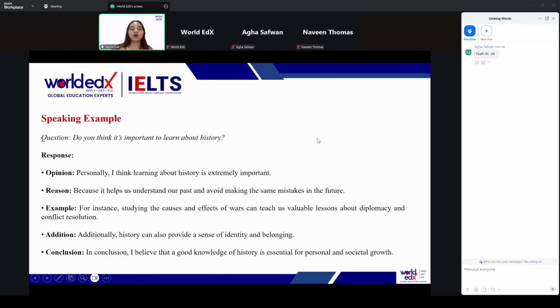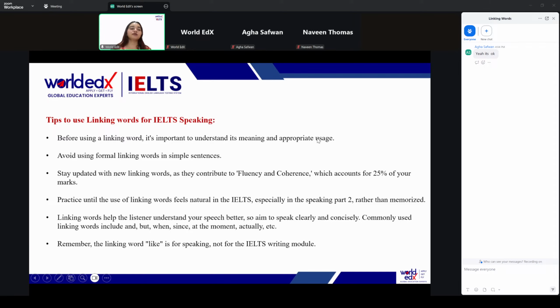Okay. Now coming to the next one, tips to use linking words for IELTS speaking. Using a linking word is not enough in itself. You should use it with the correct context. Context is basically you use the word or a phrase or a sentence only when it is needed. You don't really puke the words just because you've learned them.